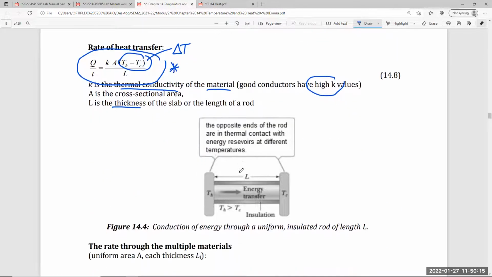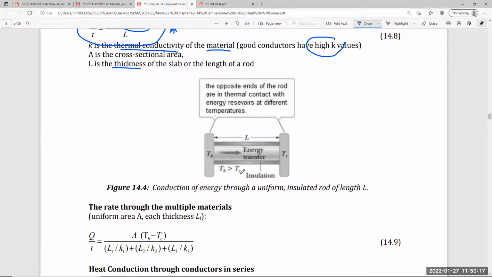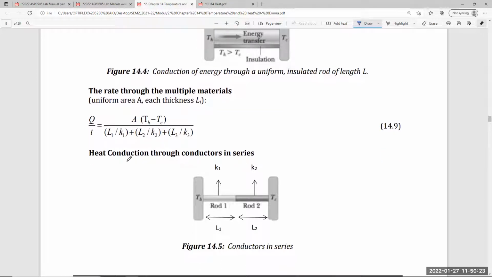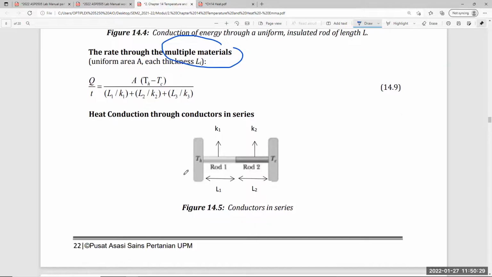There is a condition called multiple layers, like this. When we have a conductor made of multiple materials, it is what we call in series. This is the common problem that we use. You have two materials, number one and number two, connected and joined together.